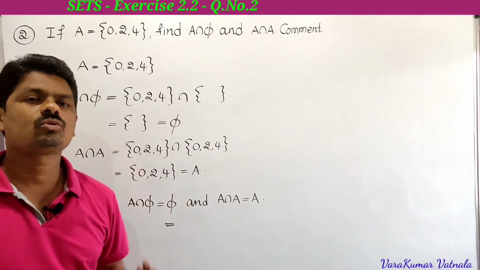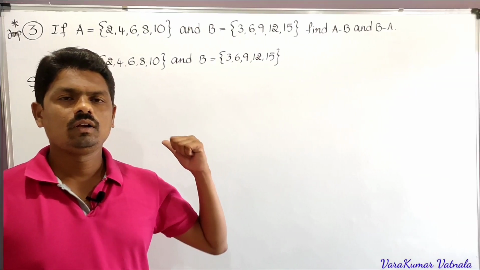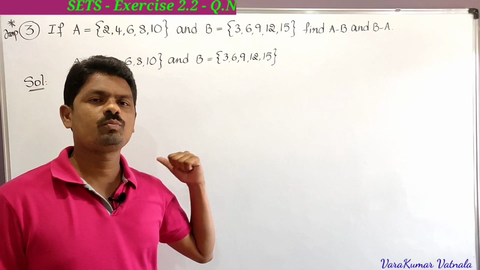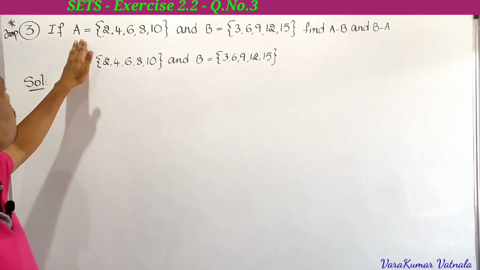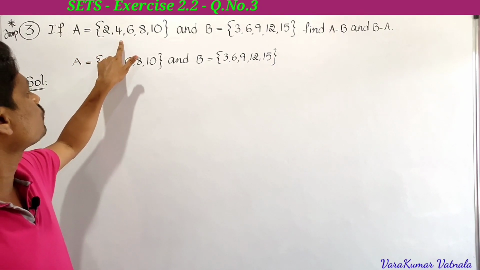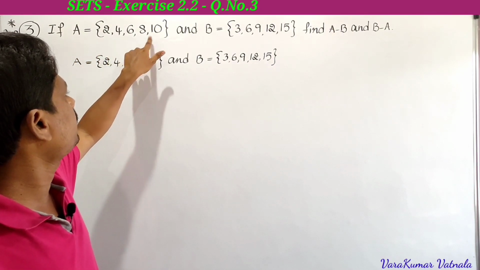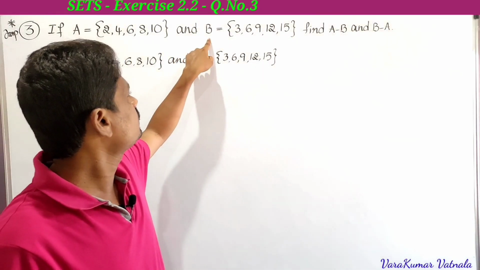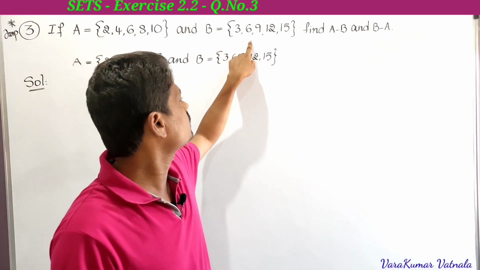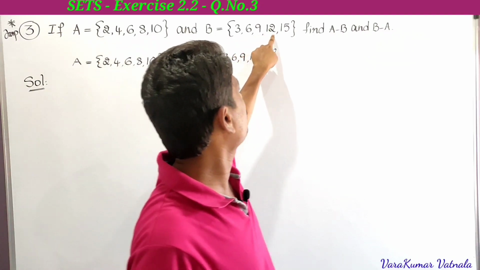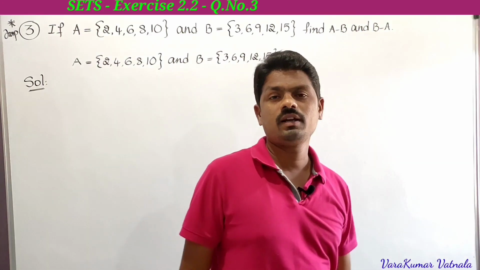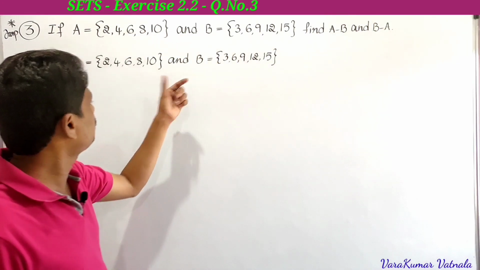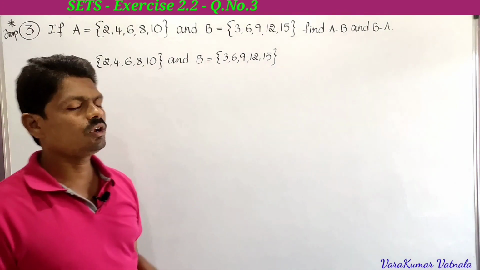So next we have to solve the third problem. This is the third problem from exercise 2.2. See here what he has given. If A is equal to the set of 2, 4, 6, 8, 10 and B is equal to the set of 3, 6, 9, 12, 15, find A minus B and B minus A. So these are the given sets, A equal to and B equal to.